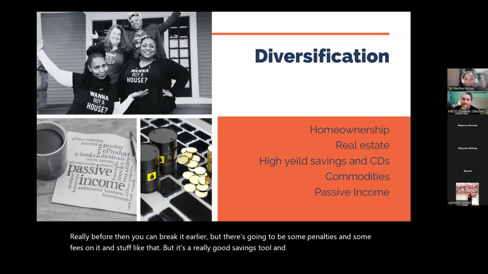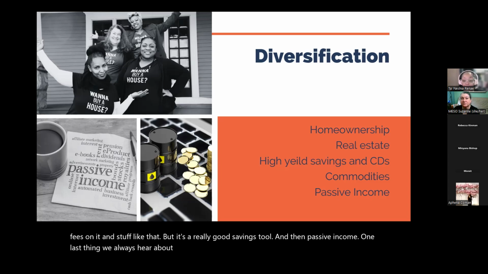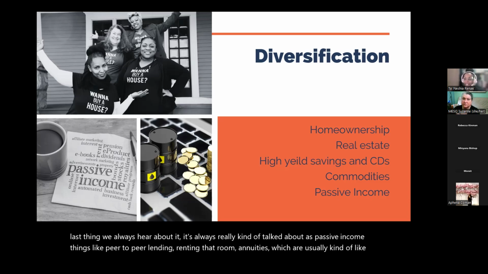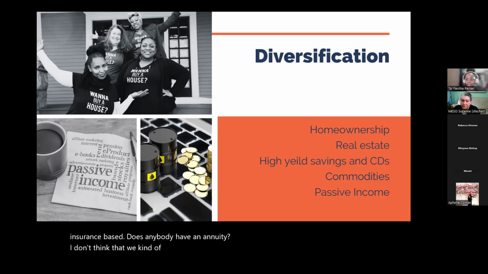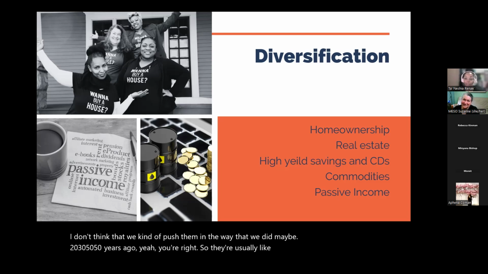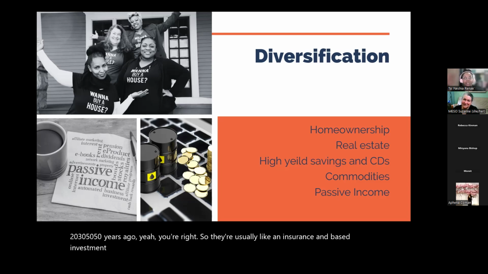And then passive income, one last thing we always hear about. It's always really kind of talked about is passive income. Things like peer-to-peer lending, renting that room, annuities, which are usually kind of like insurance based. Does anybody have an annuity? I don't think that we kind of push them in the way that we did maybe 20, 30, 50 years ago? 50 years ago. Yeah, okay, I was being generous. You're right. Yeah, so they're usually like an insurance based investment, often used as retirement.